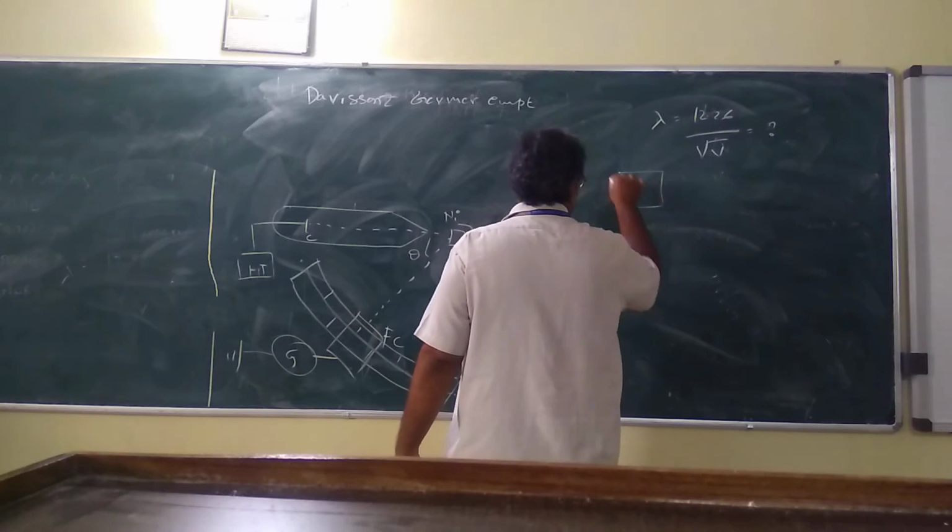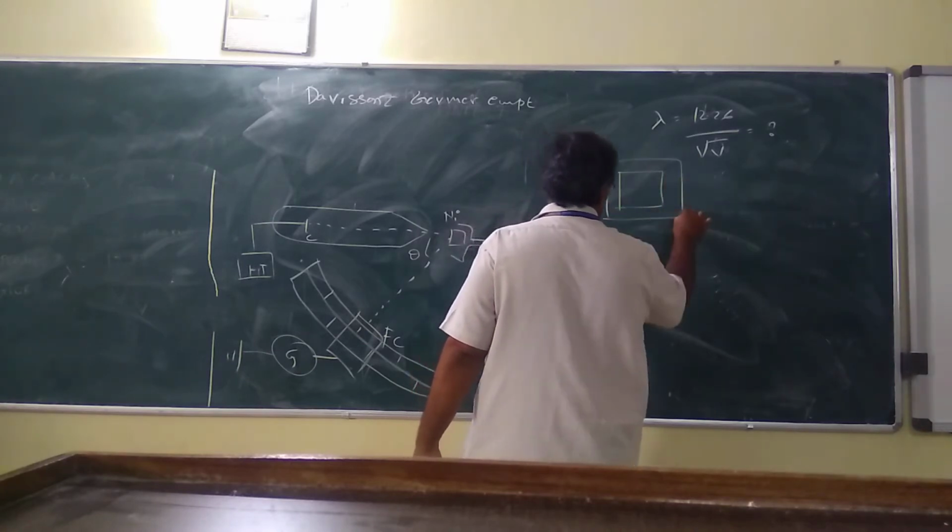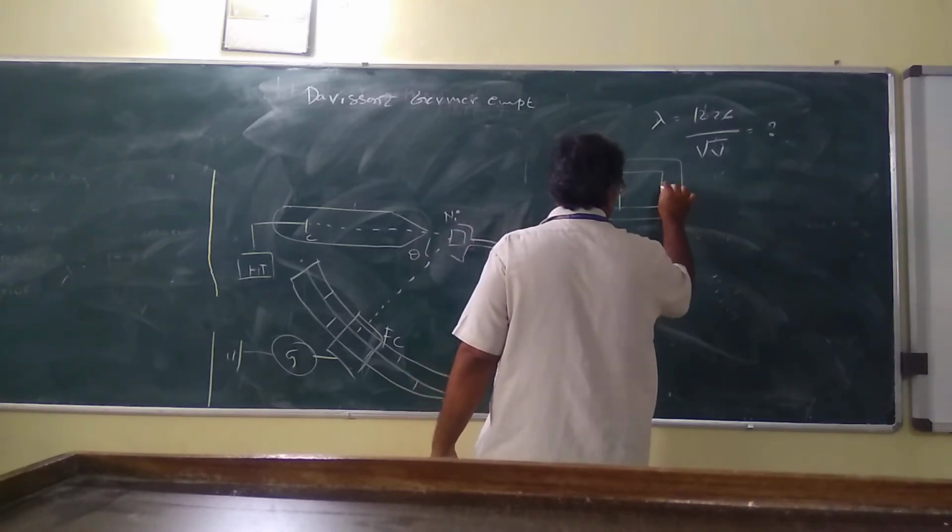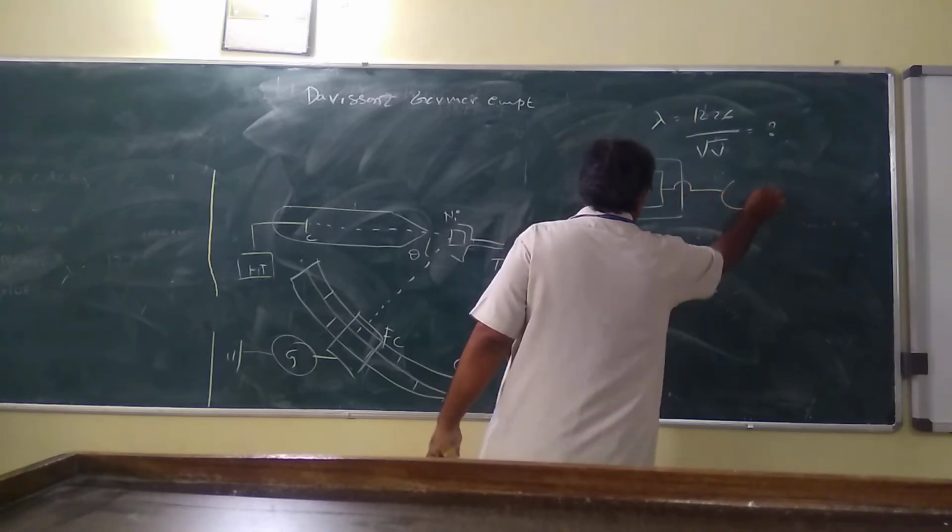You are going to have a box followed by insulation followed by another box, and the inner box is connected to the galvanometer.